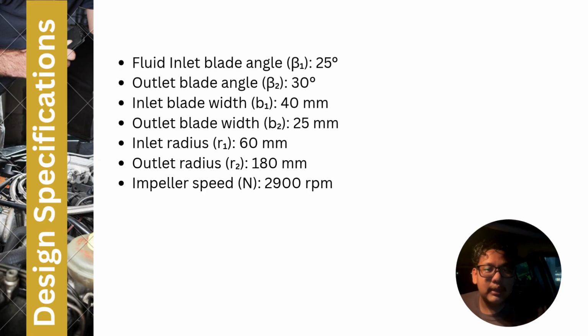After that, our inlet radius is 60 millimeter, which is to make the water enter the piping smoothly. And the outlet radius is 180 millimeter. It is to generate the required head for our pump. And lastly is the impeller speed. Our impeller speed is 2900 rpm, which is the standard speed with good efficiency. So that's all for me. Thank you.